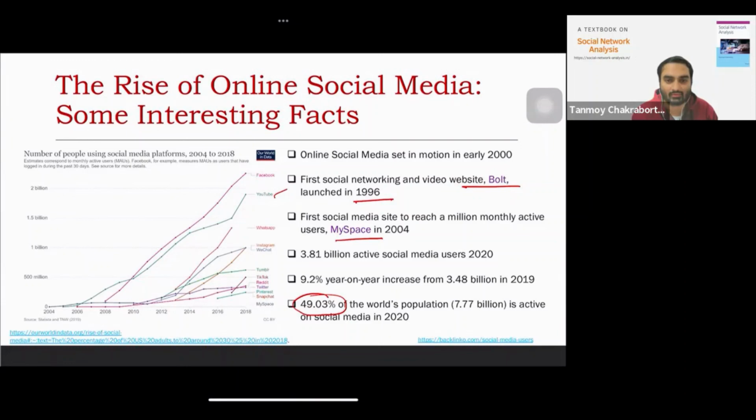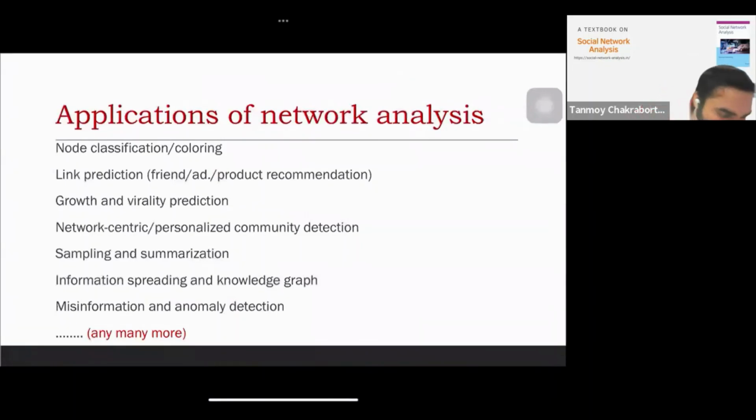It not only gives you the freedom to design systems and different models for the social network, but also gives you ample opportunity to understand how users or individuals behave or interact in the online setting. And that's the reason most of the social networking companies are becoming so popular these days, because of this data. So the applications of network science in general, we use it for node classification or node coloring problems.